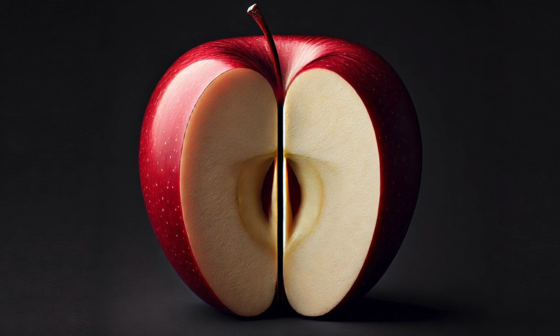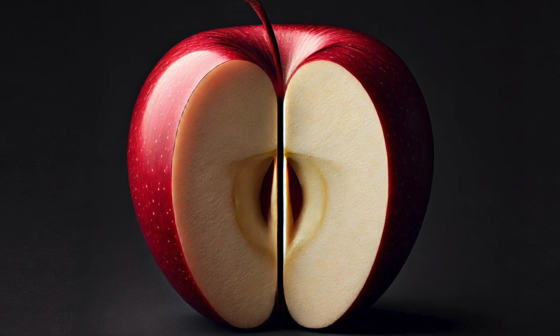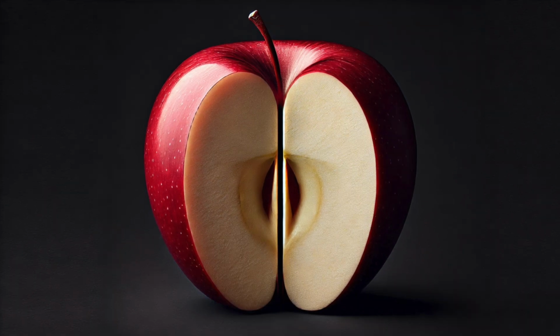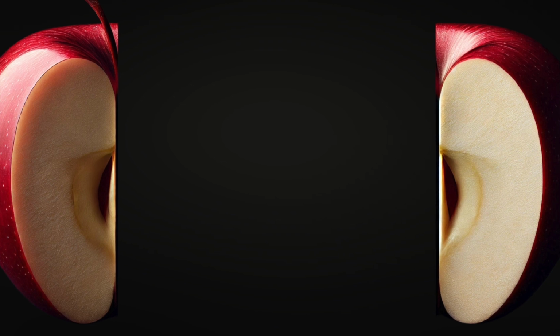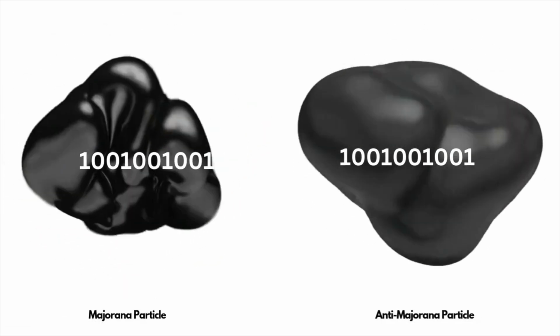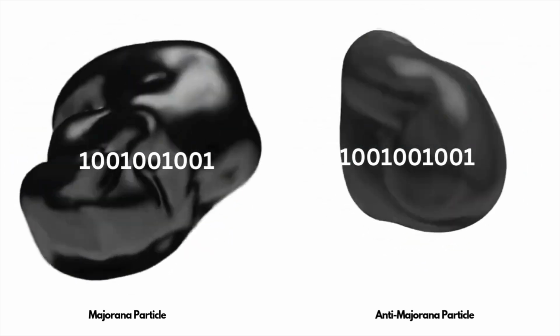Imagine an apple cut perfectly in half. Even if the two halves are separated and placed in different locations, they still retain the complete information of the original apple and together form a whole. Similarly, Majorana particles exist at two different locations while storing a single, unified quantum state.